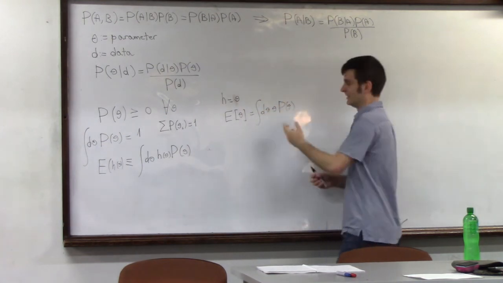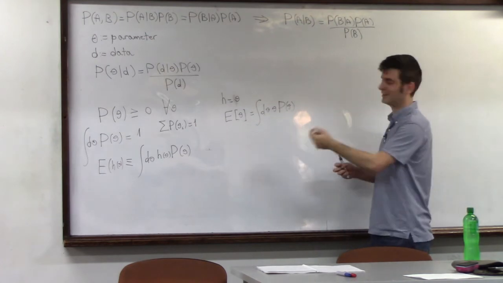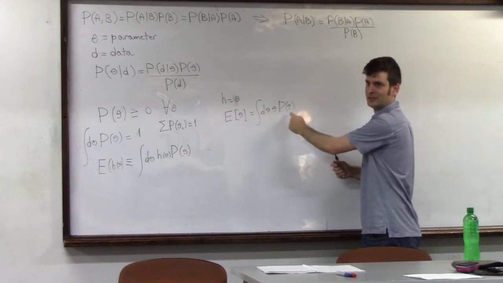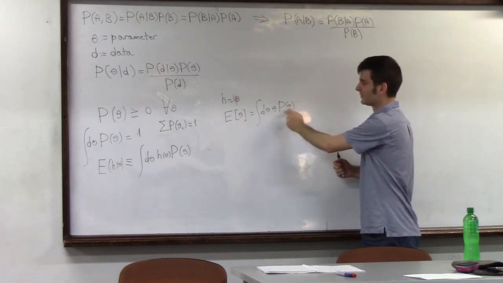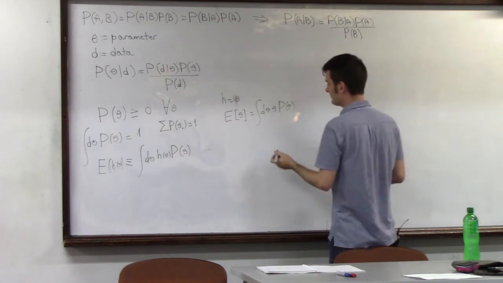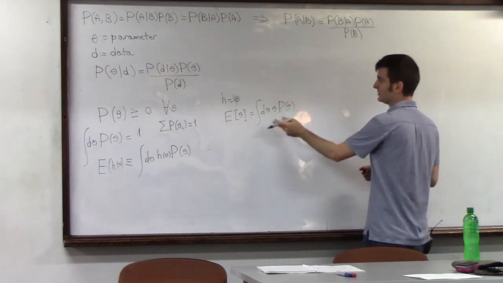So what we're doing here is weighting. It's an average. We're weighting theta by the probability of theta having that value. In this case, this is the mean.